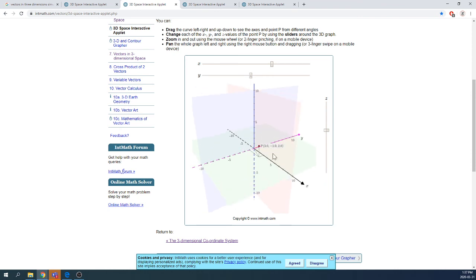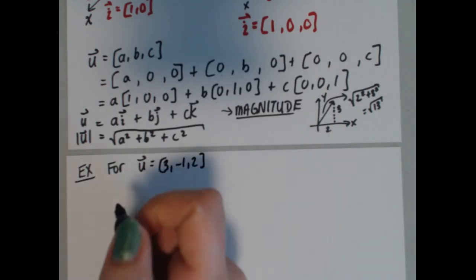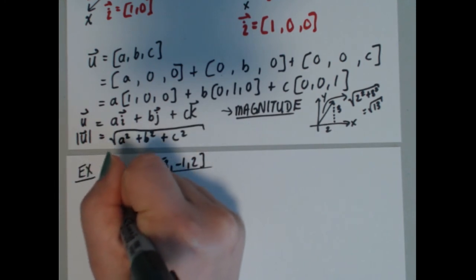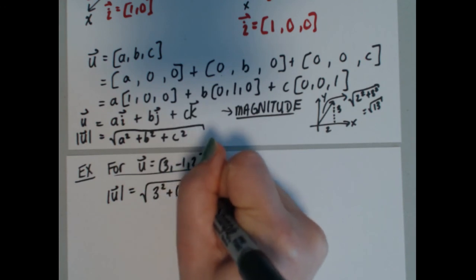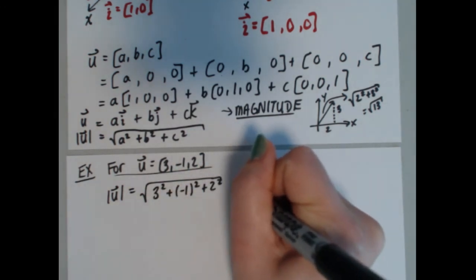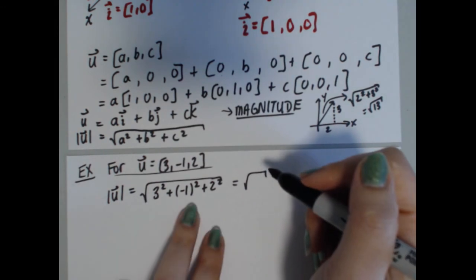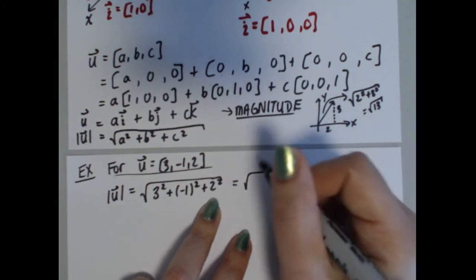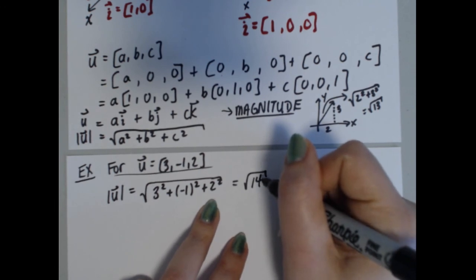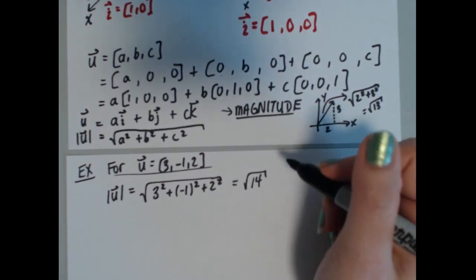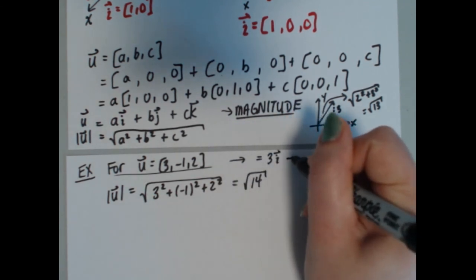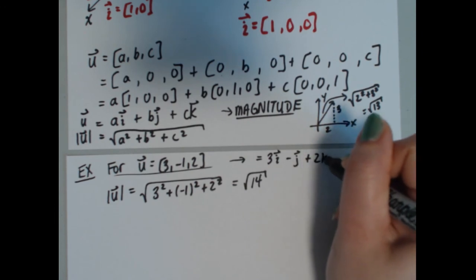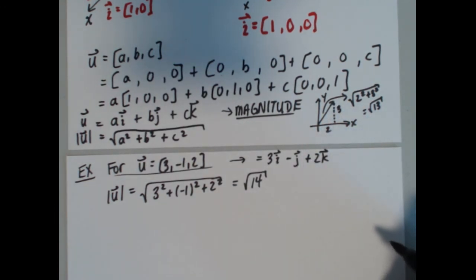The magnitude of that vector, so let's go back to the page here. If u is that size, the magnitude is the square root of 3 squared plus negative 1 squared plus 2 squared. What is that? 9 plus 1 is 10, plus 4 is 14, so root 14 is the magnitude. And just another thing I want to show you is that this vector we can also rewrite as 3i minus j plus 2k. Same thing.